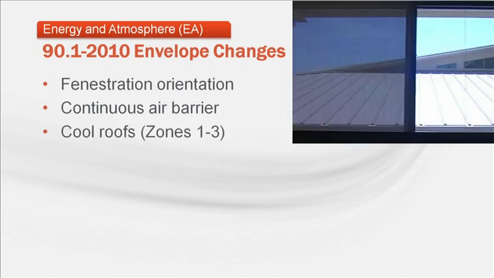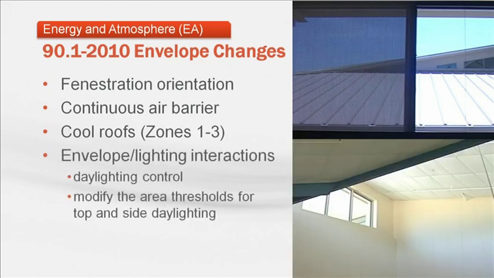Cool roofs are now required for many roofs in climate zones 1 through 3. In these hotter climates, these roofs significantly reduce the building cooling load. Finally, there are a number of addenda that span the envelope and lighting portions of the standard. So that's a great segue to the lighting addenda.